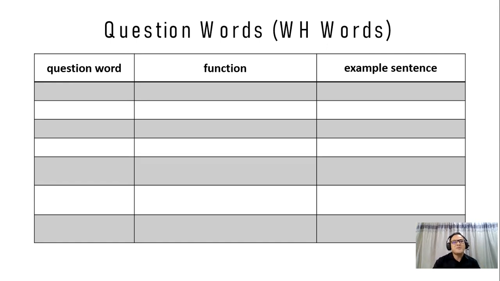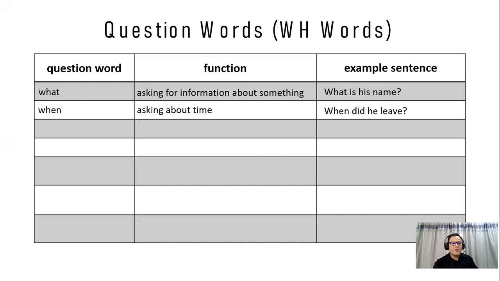Okay, the first question word, what. What is used to ask for information about something. For example, what is his name? Then we have when. When is used to ask about time. For example, when did he leave? Next we have where. Where is used to ask about in or at what place or location. For example, where do they live?